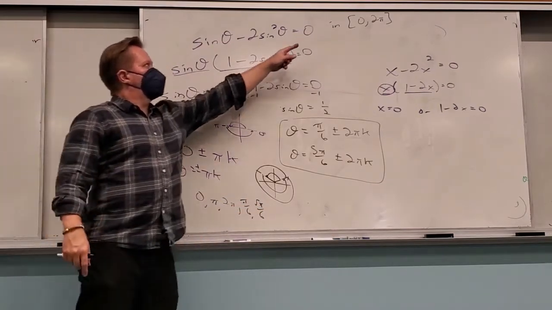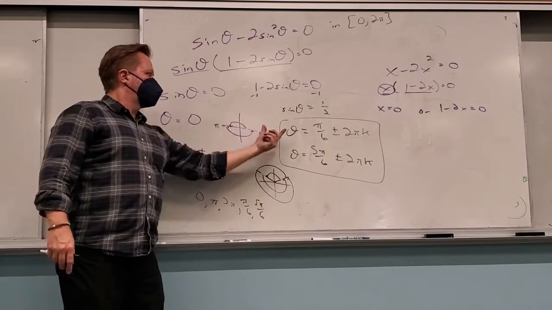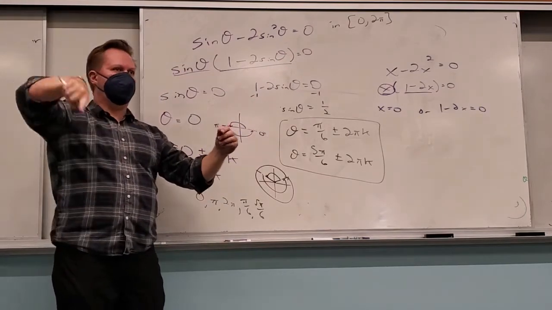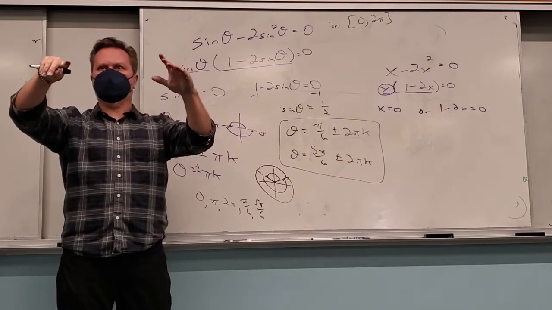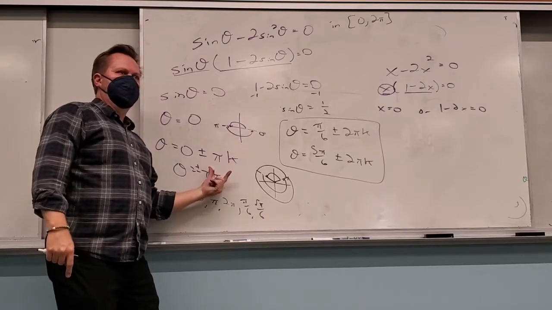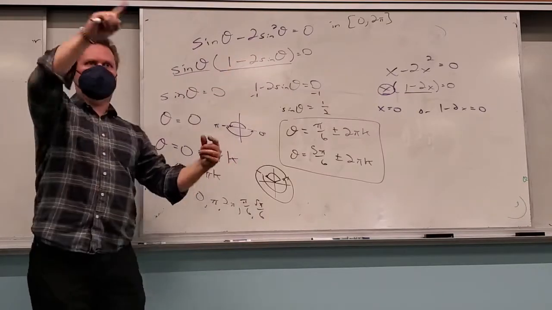So if they give you an interval in which you can give your answers, you don't have to do this plus or minus pi k stuff, right? Because you're not allowed to rotate forever if they just say you can only go from 0 to 2 pi. You're not allowed to rotate forever, so you don't need this. But if they don't give you an interval, then you need this, because then you're allowed to rotate forever.